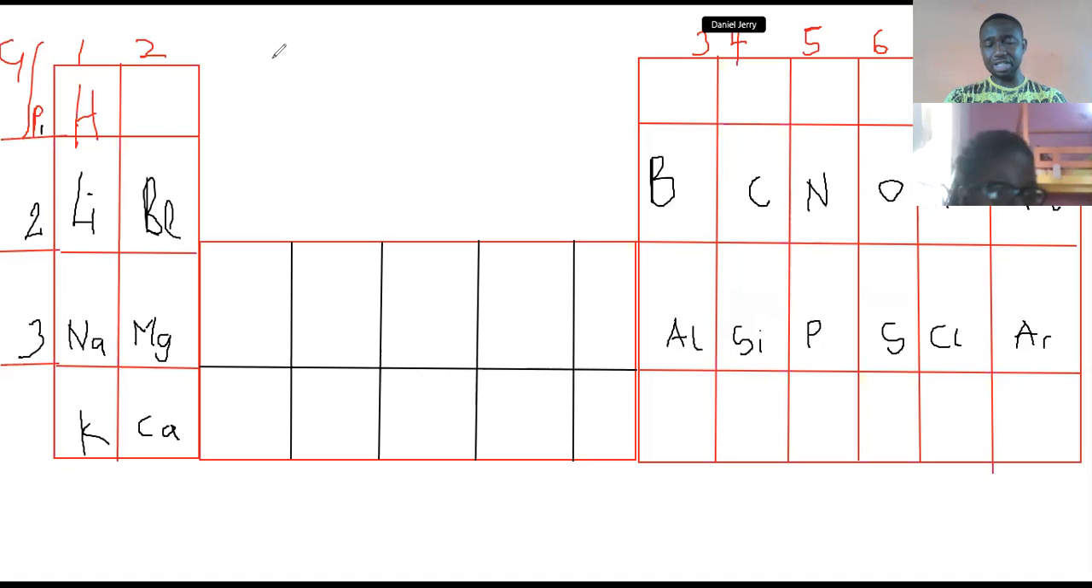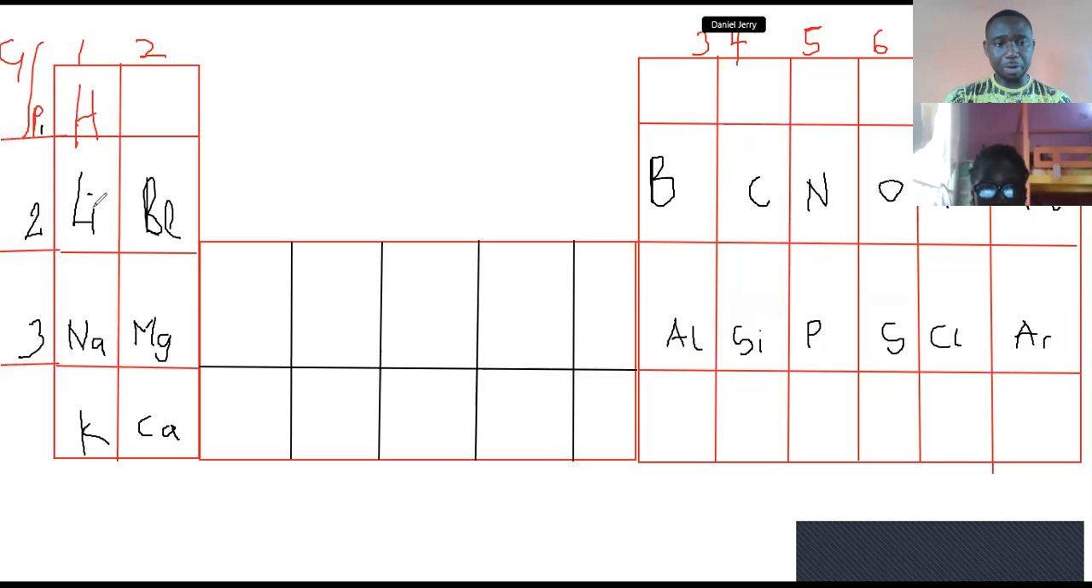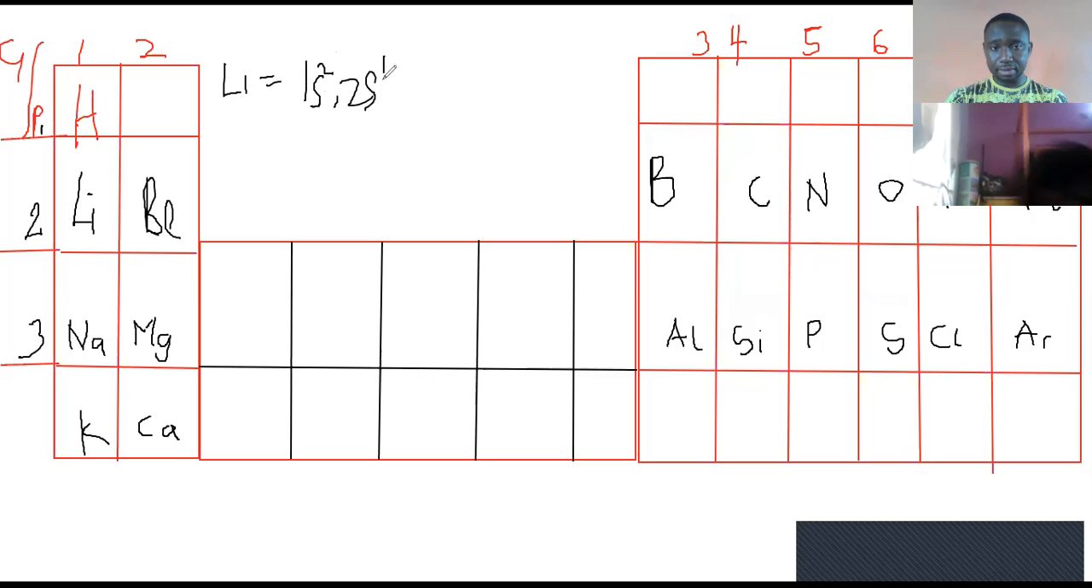Okay, let's look at lithium. Let's know which element belongs to S, P, and D block, because it's very important for us to know the S, the P, and the D block. We need to understand those things. I want you to take note of lithium. Please, let's try this out. Lithium and sodium. Let's do lithium. Lithium is 3. That becomes 1s2, 2s1, right? Okay, let's do potassium. Potassium is K.